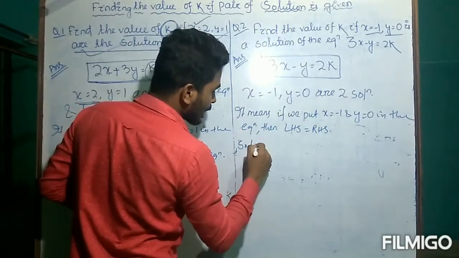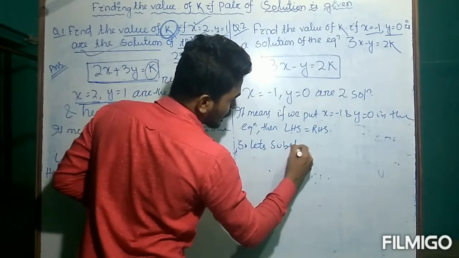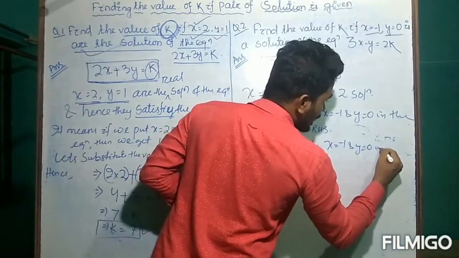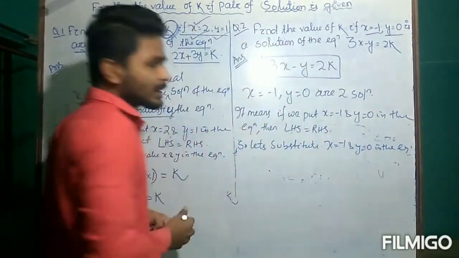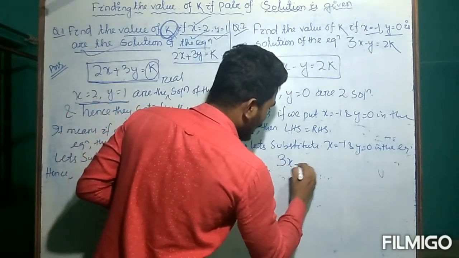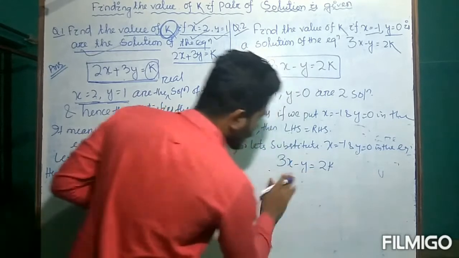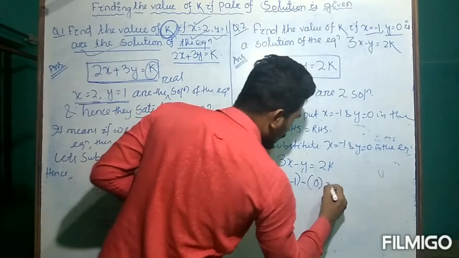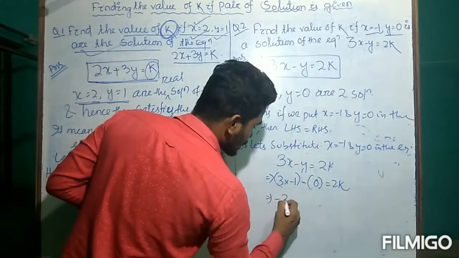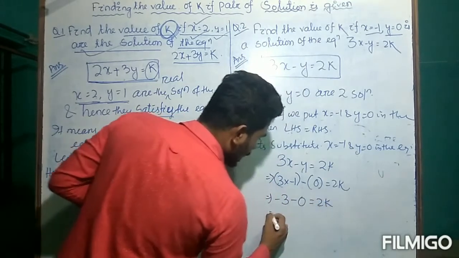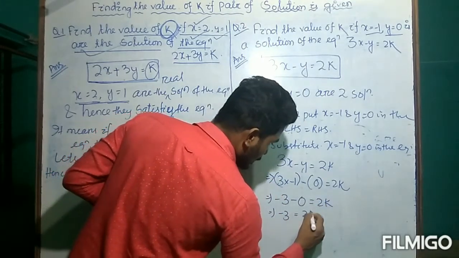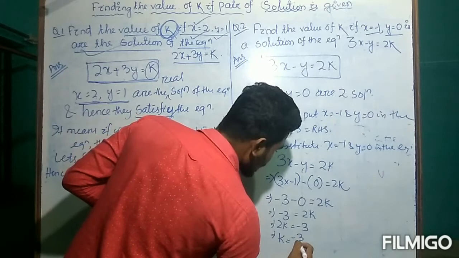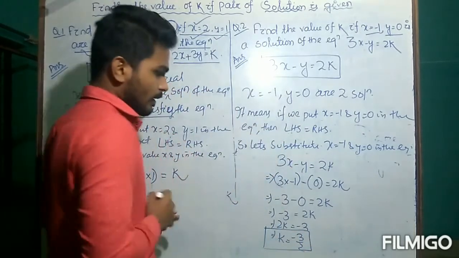Okay. So let's substitute. Now we have to substitute the value of x and y in the equation. Right? So the equation is 3x minus y is equal to 2k. Now put the value of x here. x is -1, minus y is 0, is equal to 2k. 3 into -1 is -3, minus 0 is equal to 2k. So -3 minus 0 is -3 is equal to 2k. Hence 2k is equal to -3 and k is equal to -3 by 2. Here is our answer. Understood?